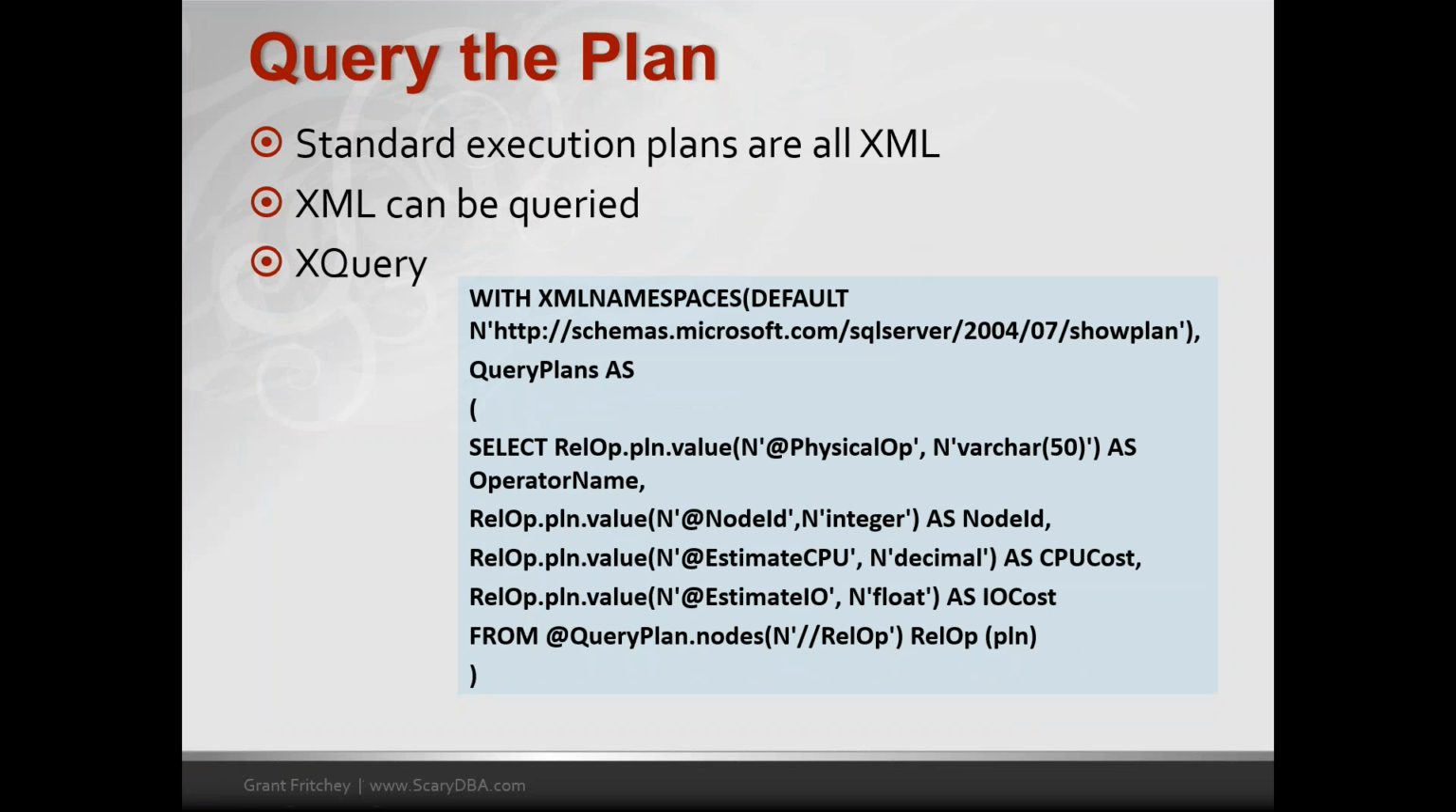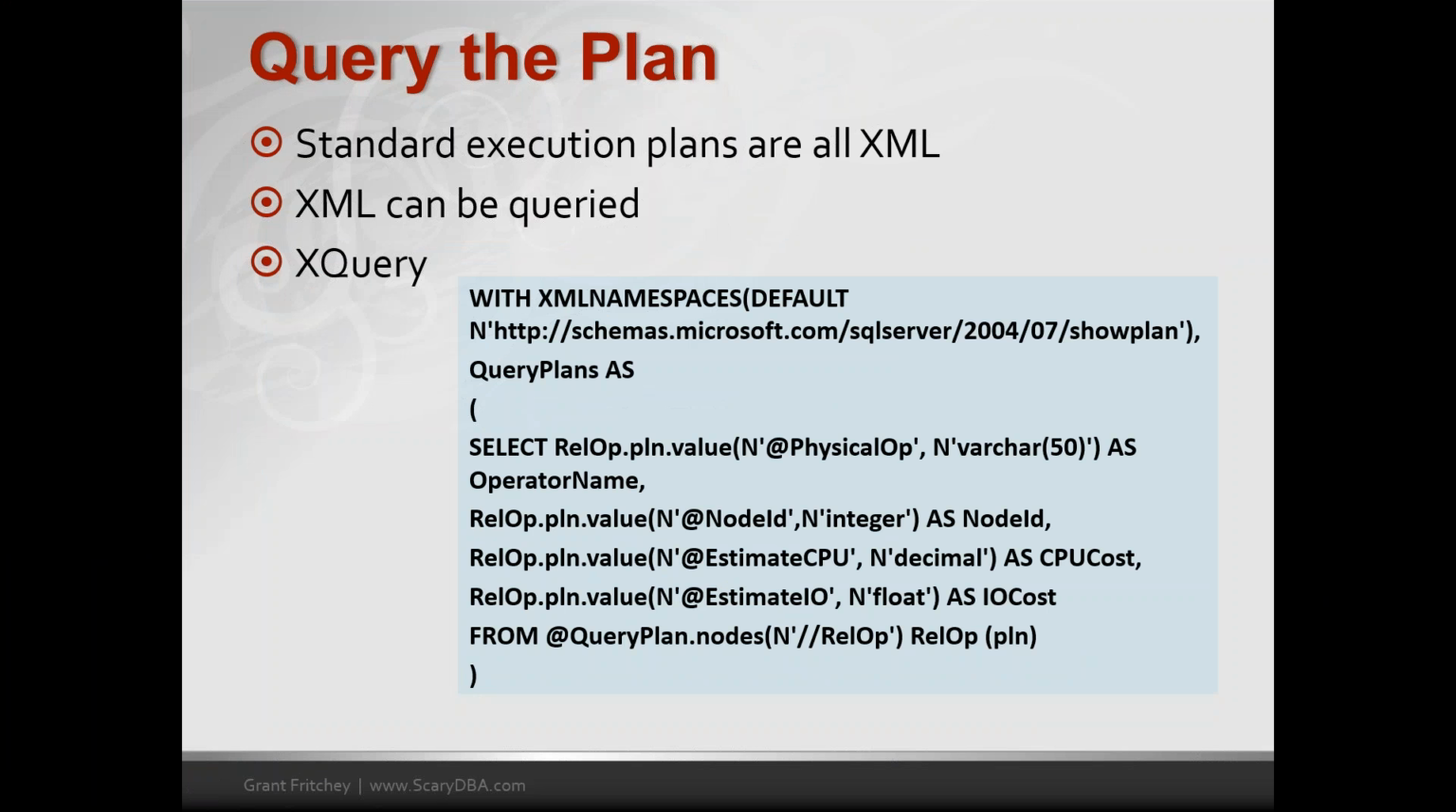Now, if we've got really big plans, like that hairy execution plan winner that had several hundred operators in it, looking for the highest cost operator from that plan is going to be very difficult. It's going to take a lot of time. So instead, every single execution plan, 2005 and up, is XML under the covers, which means we can run XQuery against it. We can pull the XML data straight out of it.